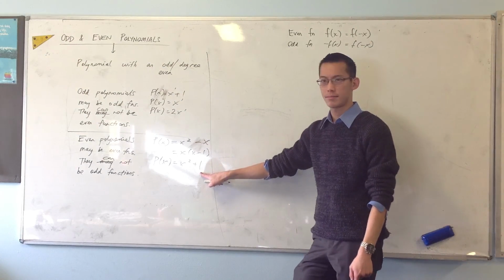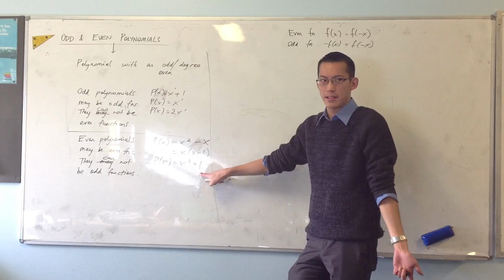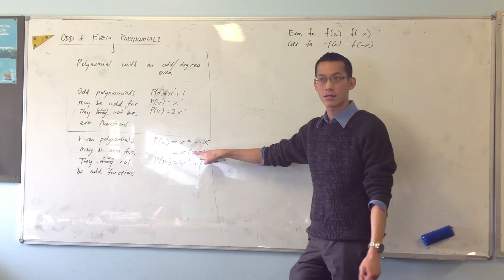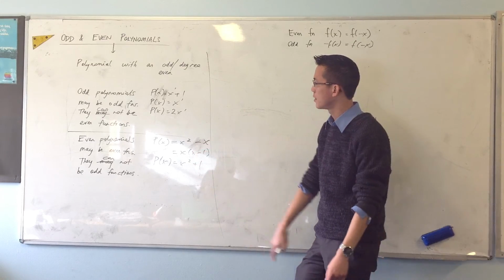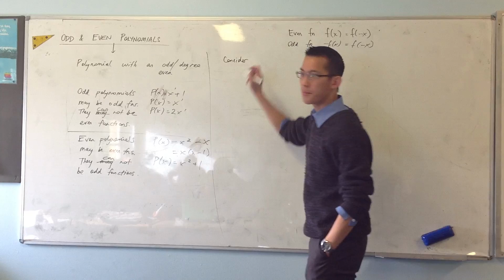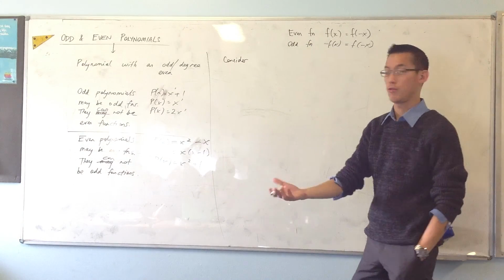Why can I add 1 or 5 or minus 100 or whatever, but I can't add or subtract an x or a 2x or a 3x or anything like that? Well, let's consider an example. Let's up the degree this time, okay? Let's go to, say, a cubic, okay?